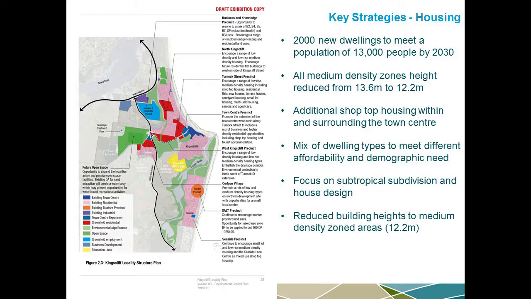We're also really interested in pushing the idea of strengthening and enhancing design, subtropical subdivision design that meets the needs of our climatic context. So we want buildings that breathe, buildings that use appropriate materials, buildings that really look good. We've also, that's the last point there, the idea of reducing building heights in medium density zones across the board. So dropping building heights from 13.6 metres down to 12.2, thereby locking it in at 3 storeys.